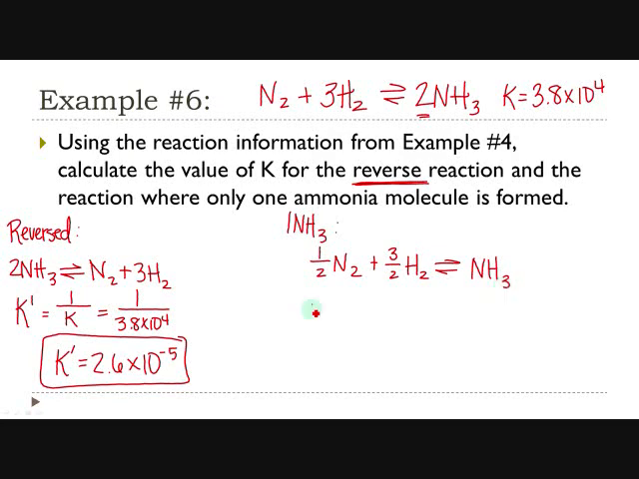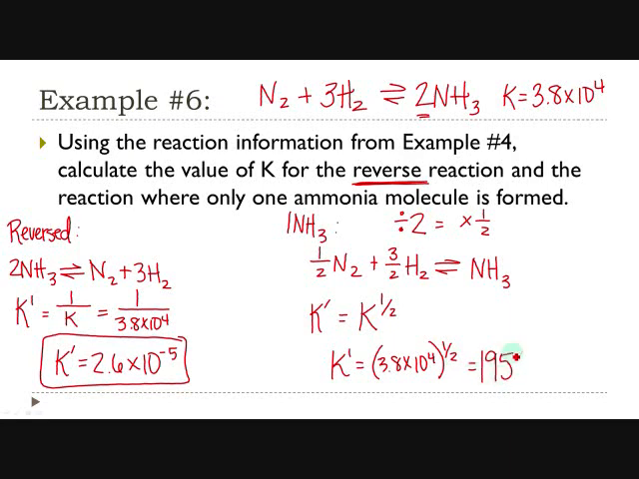Okay, so now to find the K here, we have to take K to the power that we multiplied by. When we divided by 2, I said this before, that's like saying we multiplied by 1/2. So we're going to take the original value of K to the 1/2 power, or take the square root of it. So that is 3.8 times 10 to the 4th to the 1/2 power, and I got that to be 195. So sticking with our 2 significant figures, you could say 2.0 times 10 to the 2nd would be a good value for that.